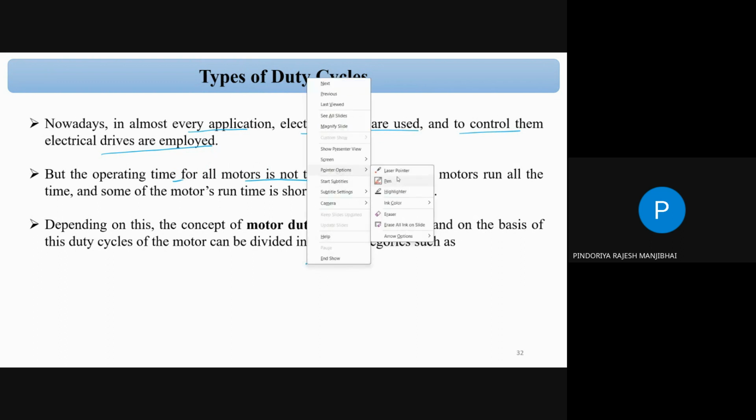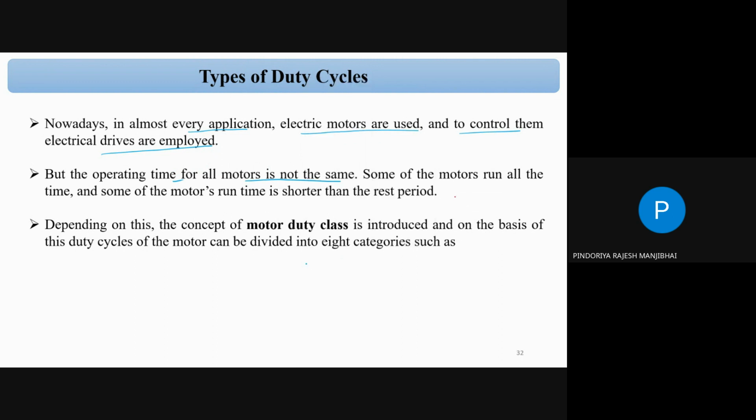Maybe some motor operates for 1 hour, maybe some motor for 2 hours, maybe some motor 24 by 7. Some of the motors run all the time, and some run for a shorter time than the rest time. Maybe some motor operates only 1 hour and the rest time is 23 hours, but maybe some motor operates 23 hours and the rest time is only 1 hour.